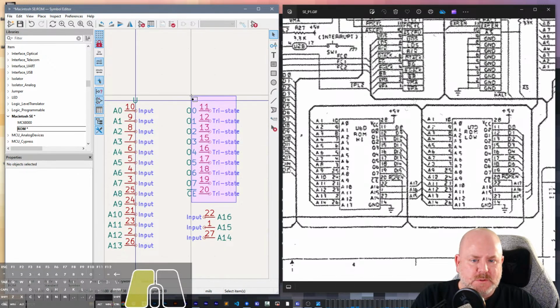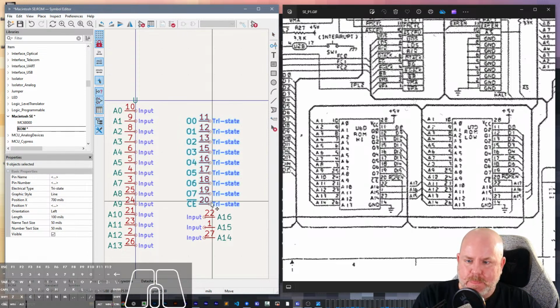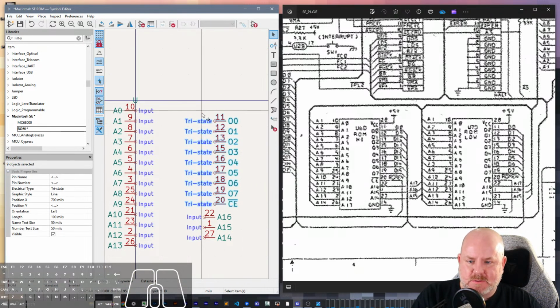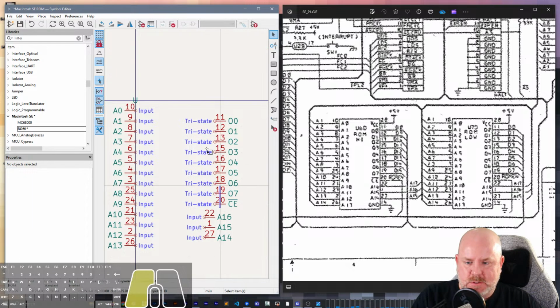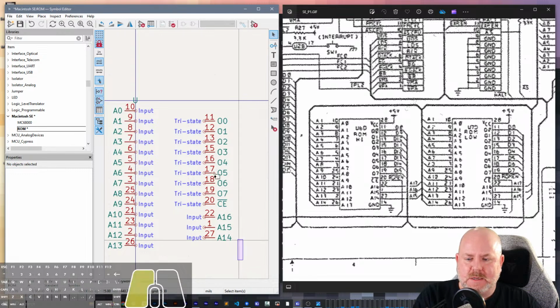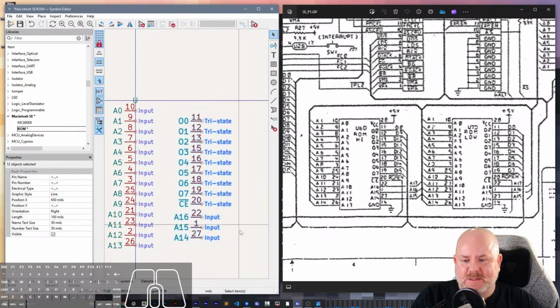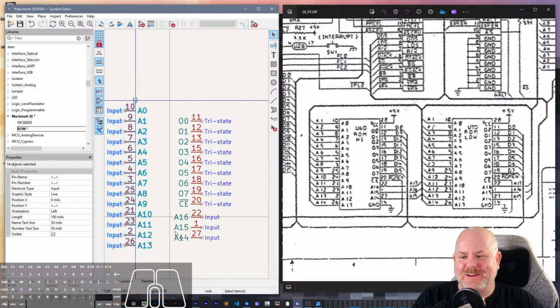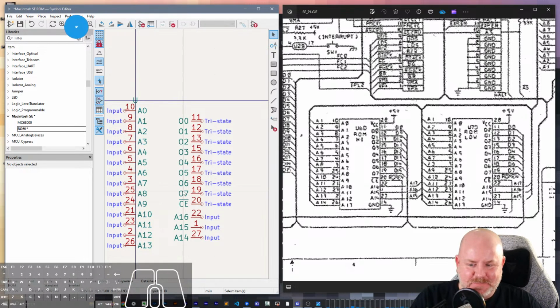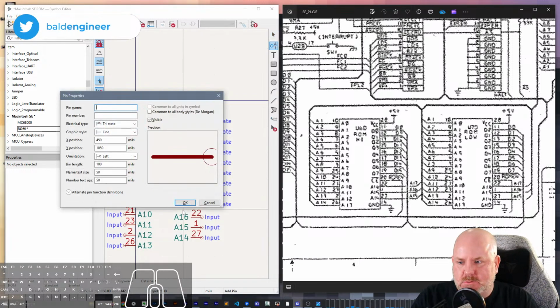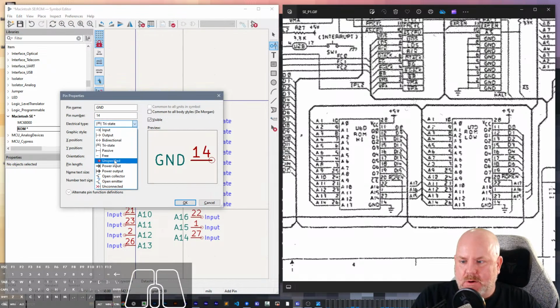Okay, so output 0 should line up with A1. Oh, these are all backward. Let me hit X to swap those around. That's better. And then we can move these in a little. No, wait, these are all backward. It's supposed to look like that. Yeah, these are wrong too. There we go. That's much better. Okay. We need some power pins. So let's do P, ground, 14, power input.